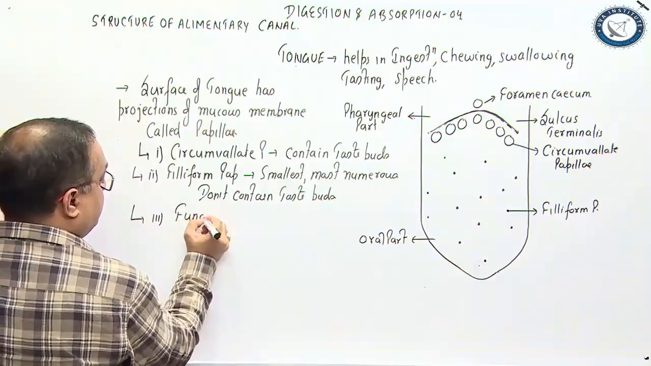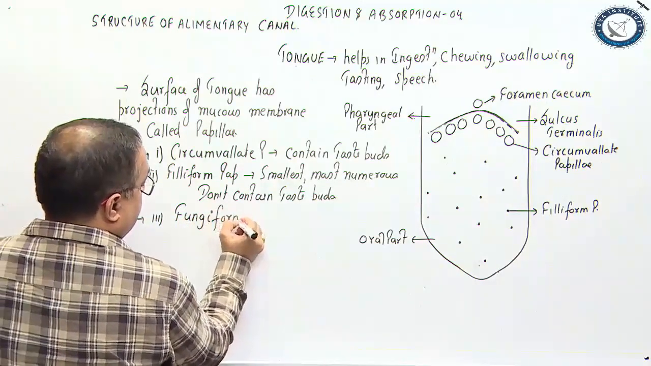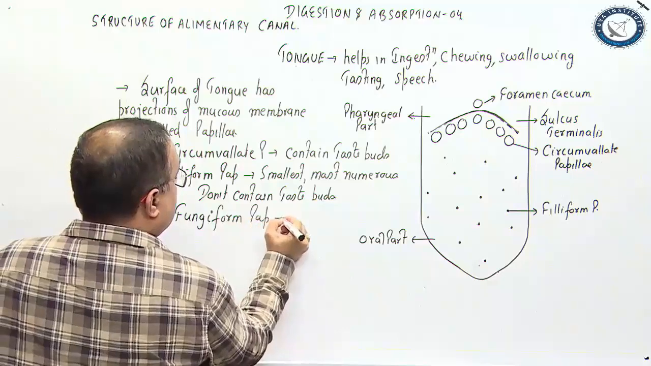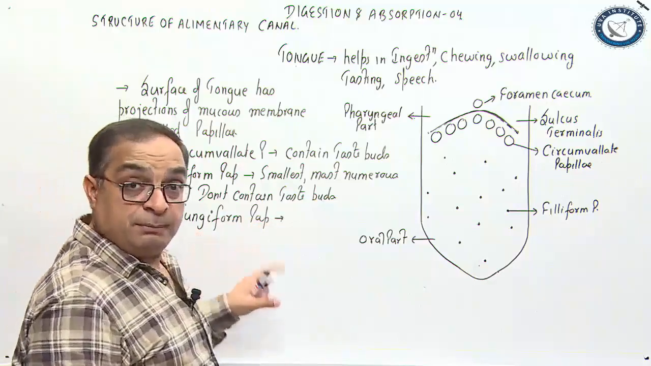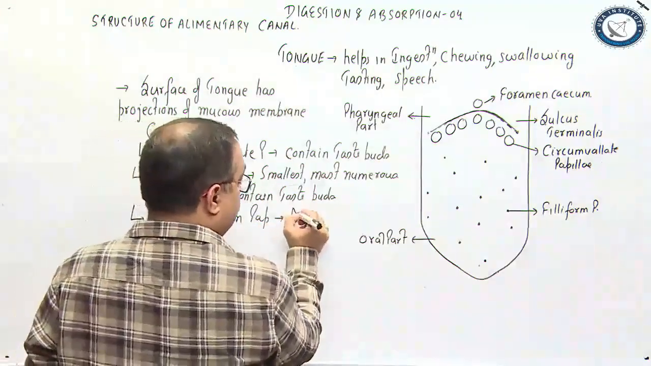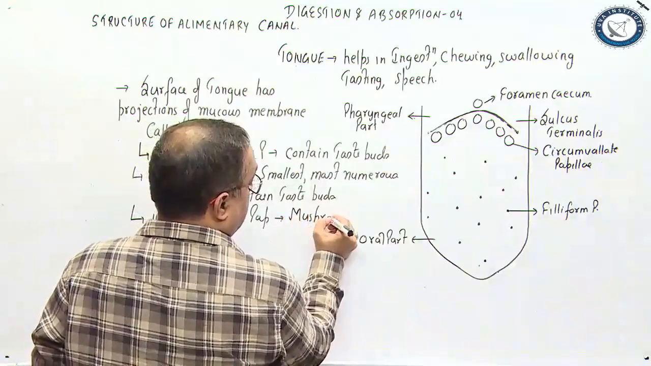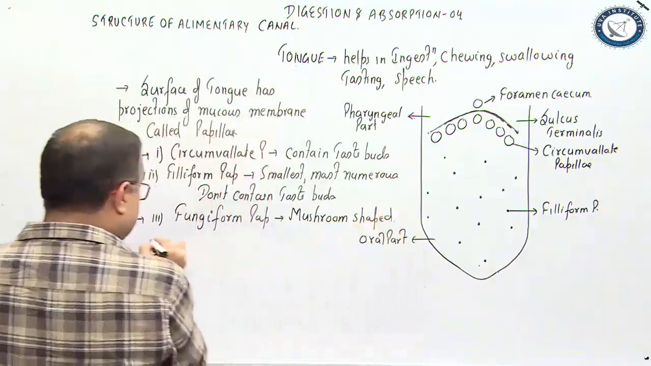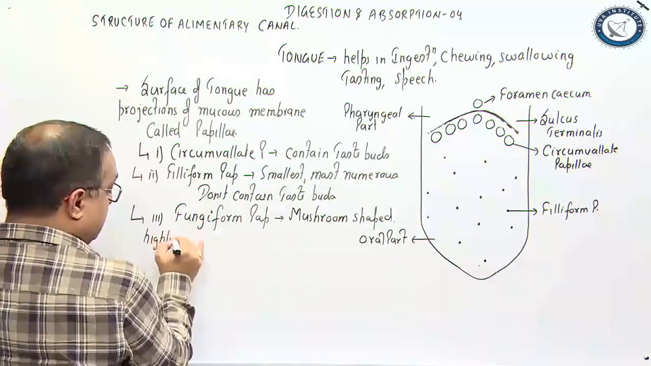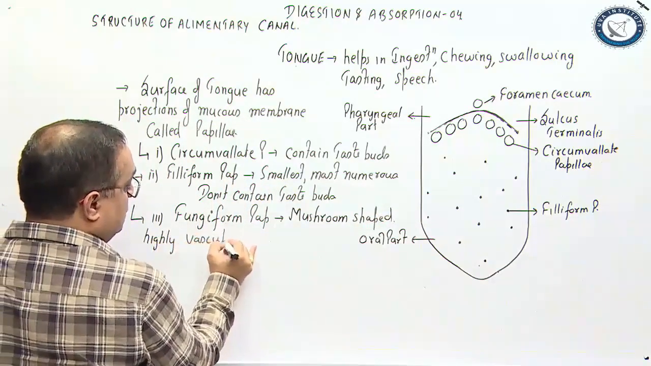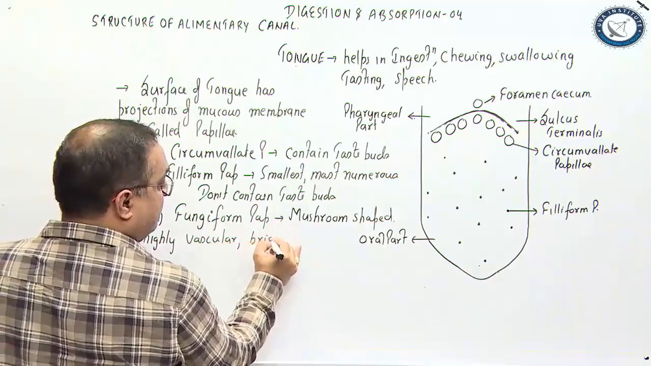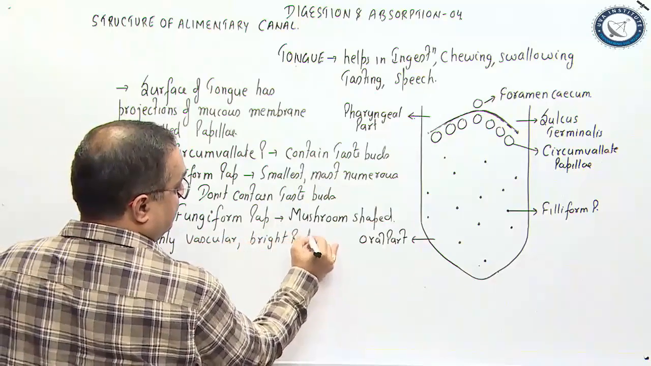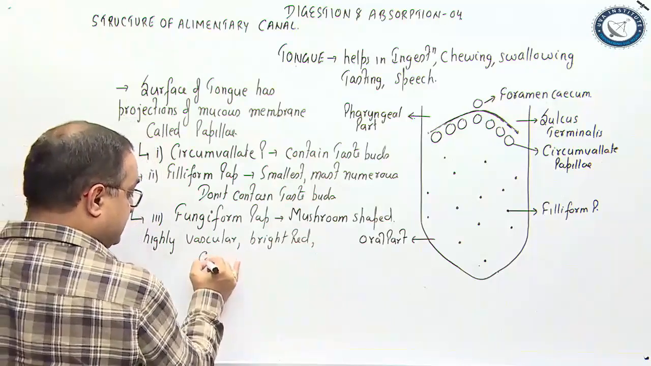Number 3, fungiform papillae. Fungiform papillae are mushroom shaped. They are highly vascular. Now because they are highly vascular, they appear bright red in color. These contain taste buds.